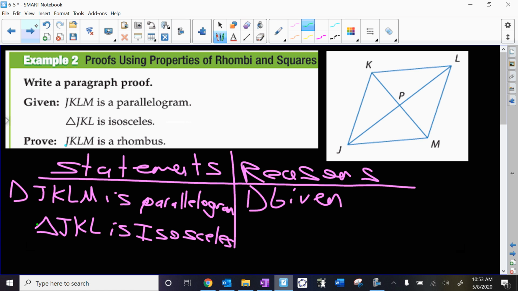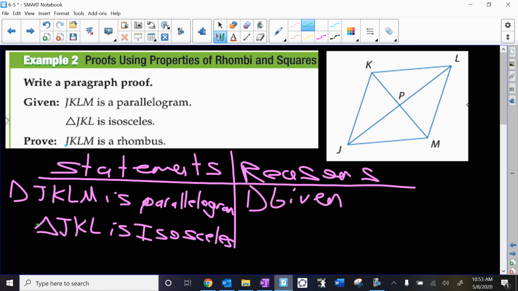It tells me that JKLM is a parallelogram already, and that my triangle JKL is isosceles. It wants me to show that JKLM is a rhombus. And that's good news for us. Since it already tells us we're dealing with a parallelogram, I just need to try and prove that it is now going to be a rhombus.